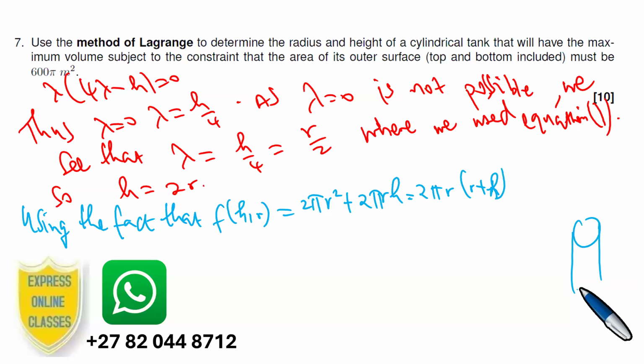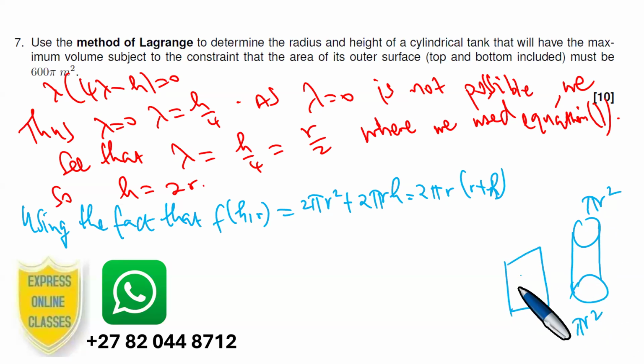Because we're dealing with a tank that is cylindrical. The top is a circle. The area of a circle is pi r squared. And then we saw that if you open it, it's going to be like a rectangle. But this has height, and the circumference is 2 pi r. And we know that the area of a rectangle is length by breadth.